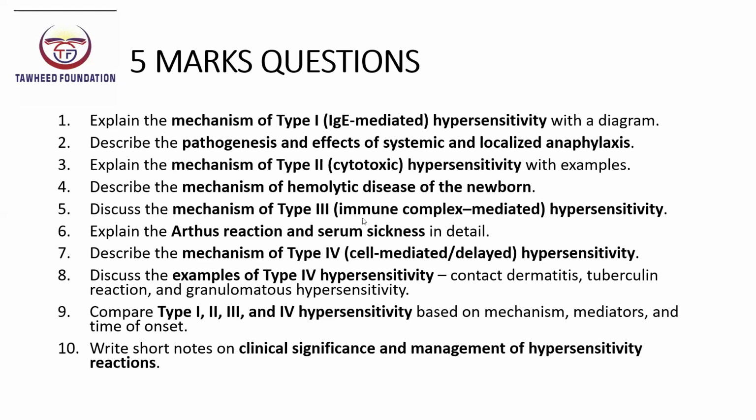Fifth, discuss the mechanism of type 3, that is immune complex-mediated hypersensitivity. 6, explain the Arthus reaction and serum sickness in detail. 7, describe the mechanism of type 4, that is cell-mediated delayed hypersensitivity. 8, discuss the examples of type 4 hypersensitivity, that is contact dermatitis, tuberculin reaction, and granulomatous hypersensitivity. 9, compare type 1, type 2, type 3, and type 4 hypersensitivity based on mechanism, mediators, and time of onset. And last, write short notes on clinical significance and management of hypersensitivity reactions.